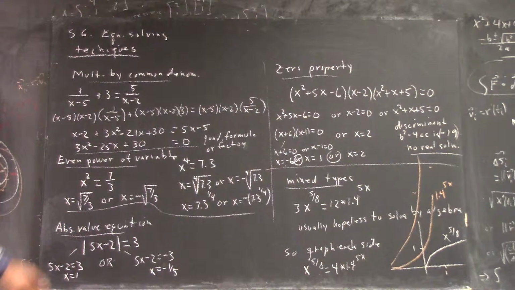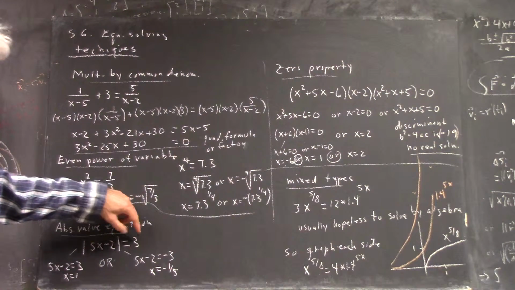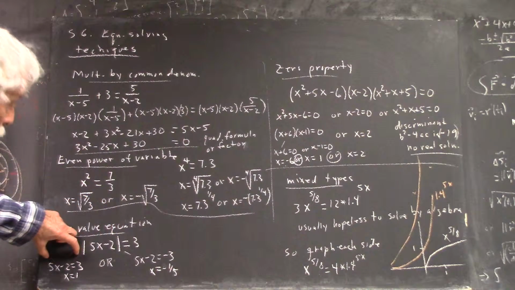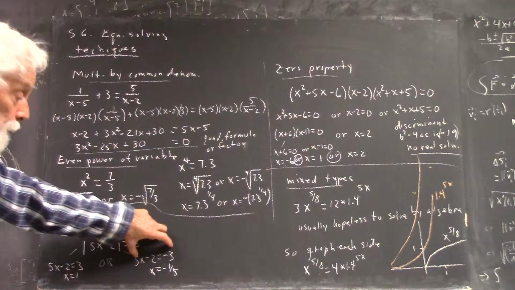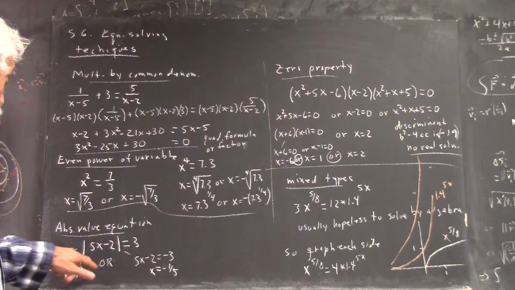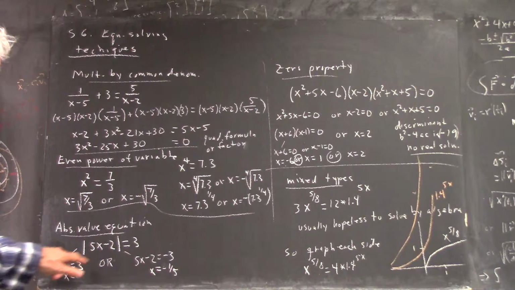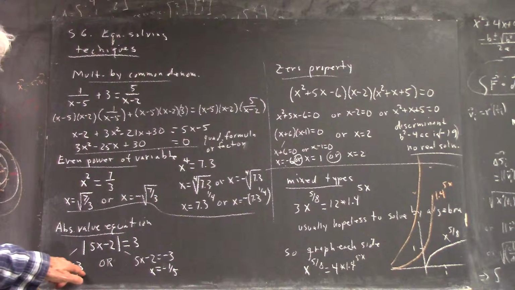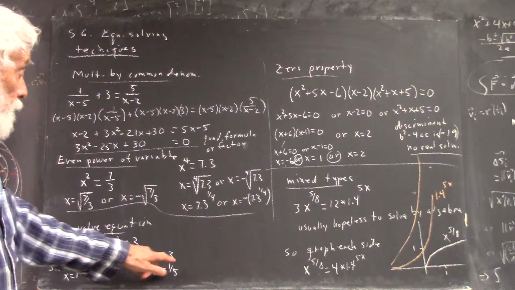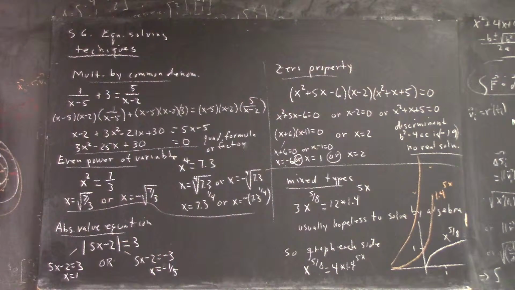Absolute value equation: if the absolute value of something equals 3, then either that something has to equal 3 or that something has to equal negative 3. Could be either. So we say that the contents of the expression inside the absolute value sign could be 3, the contents could be negative 3. This gives us two equations that we easily solve.